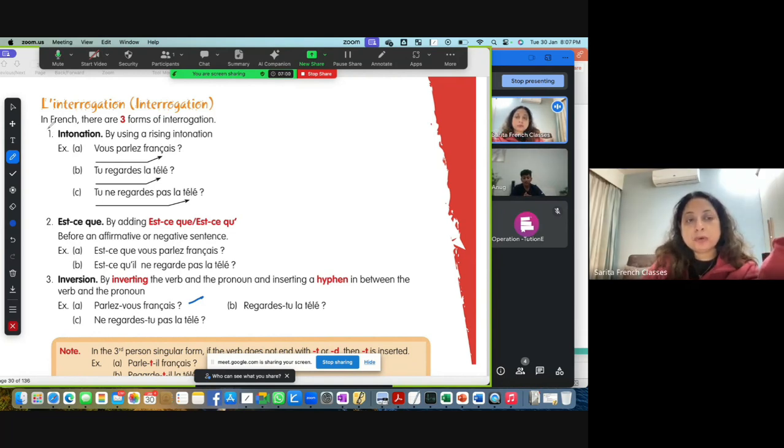So do one thing, just note this down: give the heading interrogation, intonation, and write one example. Same for the second, write one example. And here also write one example.